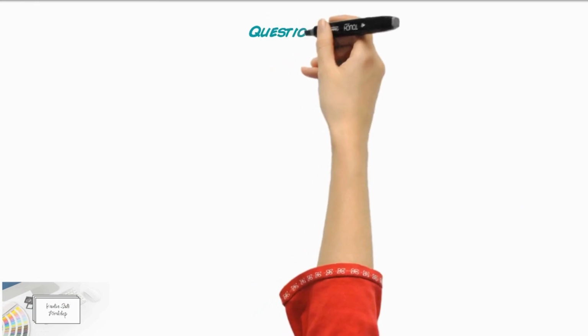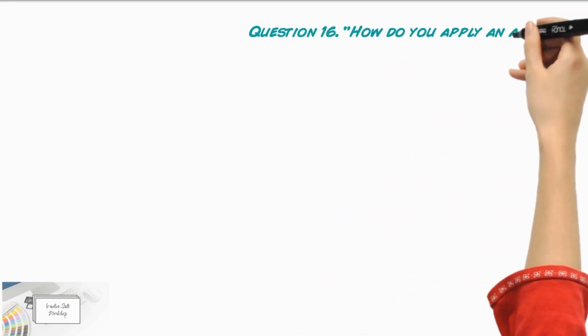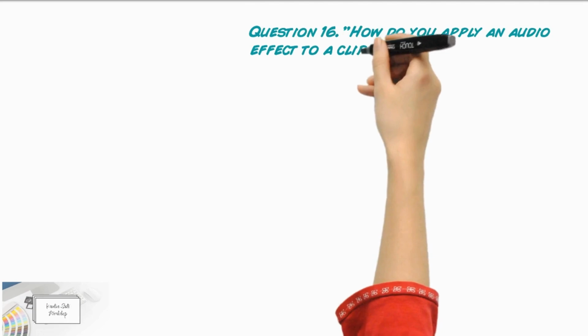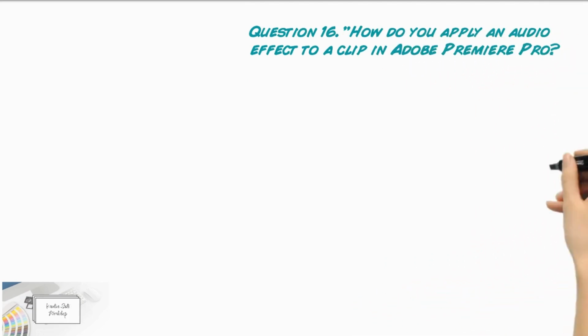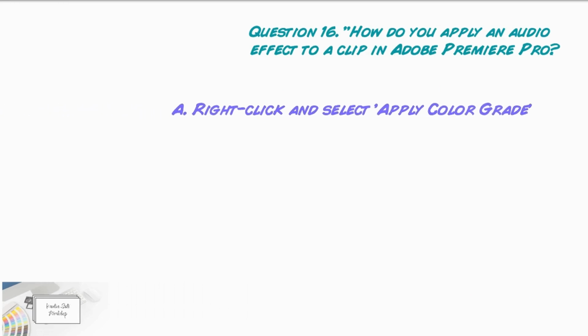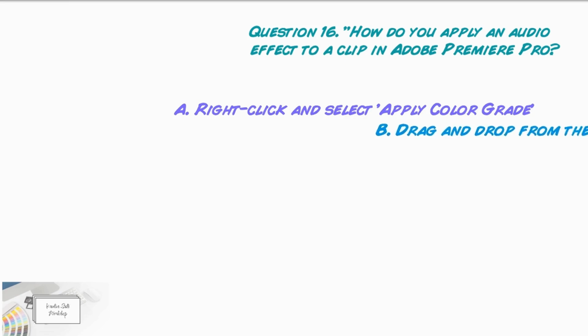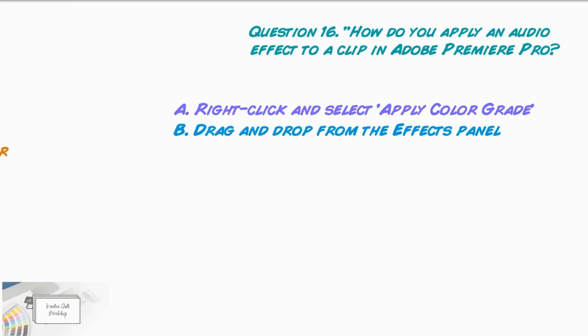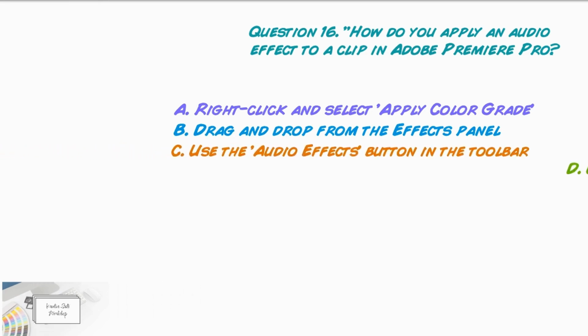Question 16. How do you apply an audio effect to a clip in Adobe Premiere Pro? A. Right-click and select Apply Audio Effects. B. Drag and drop from the Effects panel. C. Use the Audio Effects button in the toolbar. D. Use the Essential Sound panel.